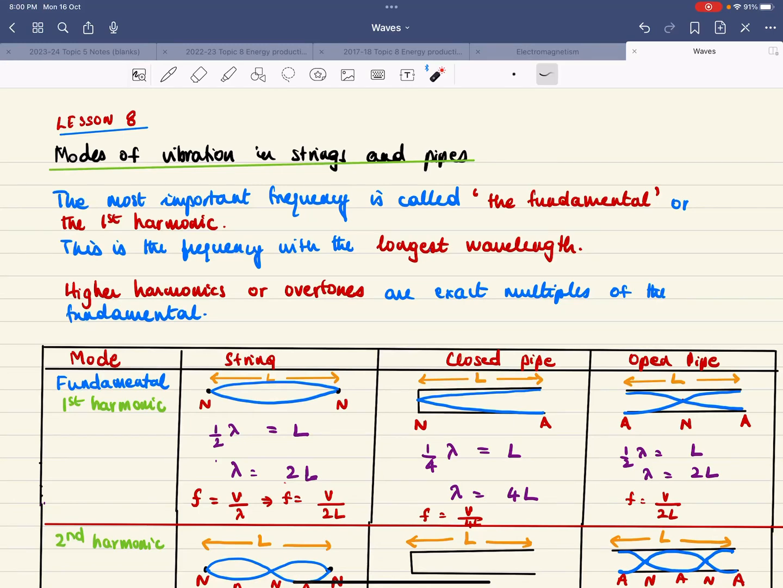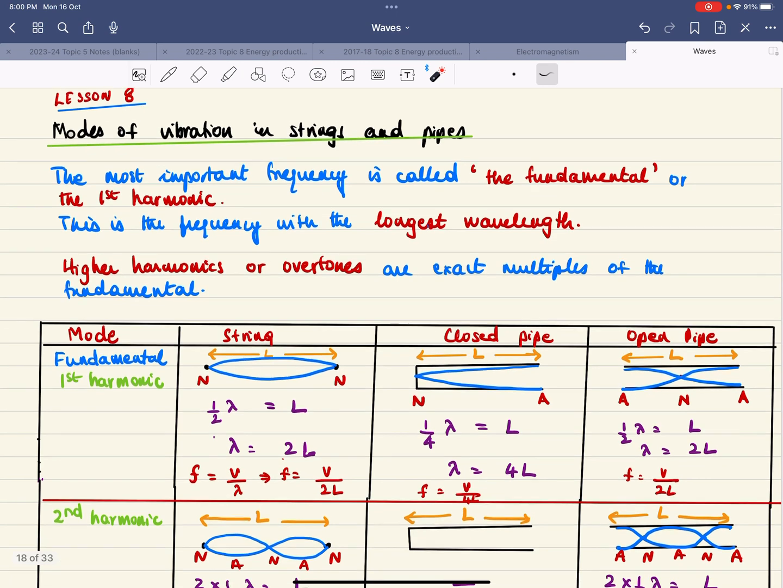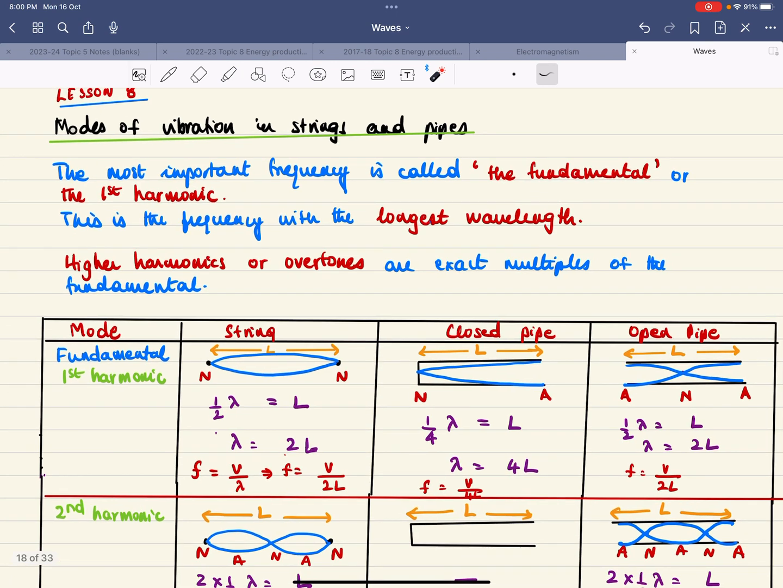Lesson 8 for Year 13 physics, and this has to do with the modes of vibration in strings and pipes. So the most important frequency is called the fundamental or the first harmonic. This is the frequency with the longest wavelength. Higher harmonics or overtones are exact multiples of the fundamental. So the fundamental is also called the first harmonic.